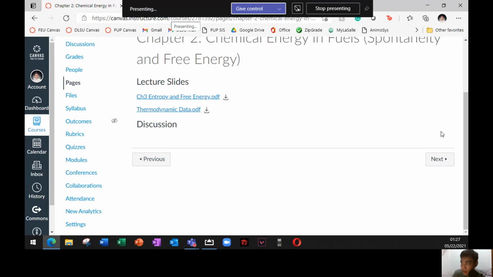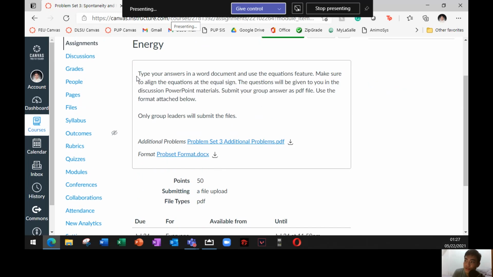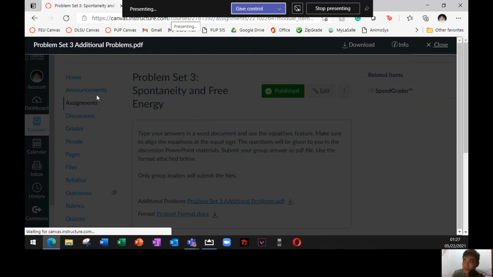Also, after that, when you click the next one, you'll go to the prob set. So you're going to answer the prob set again by group, para mas less yung ating hirap, para distributed yung questions. And I added problems here other than those na gagawin nating prob set questions. So ito pandagdag to. So just click on that.